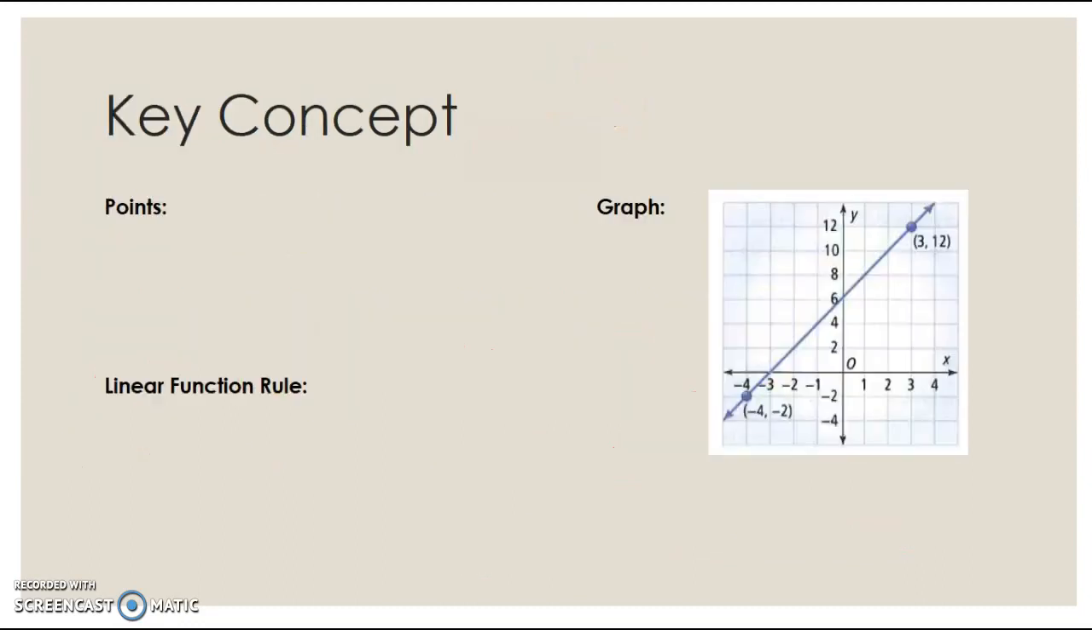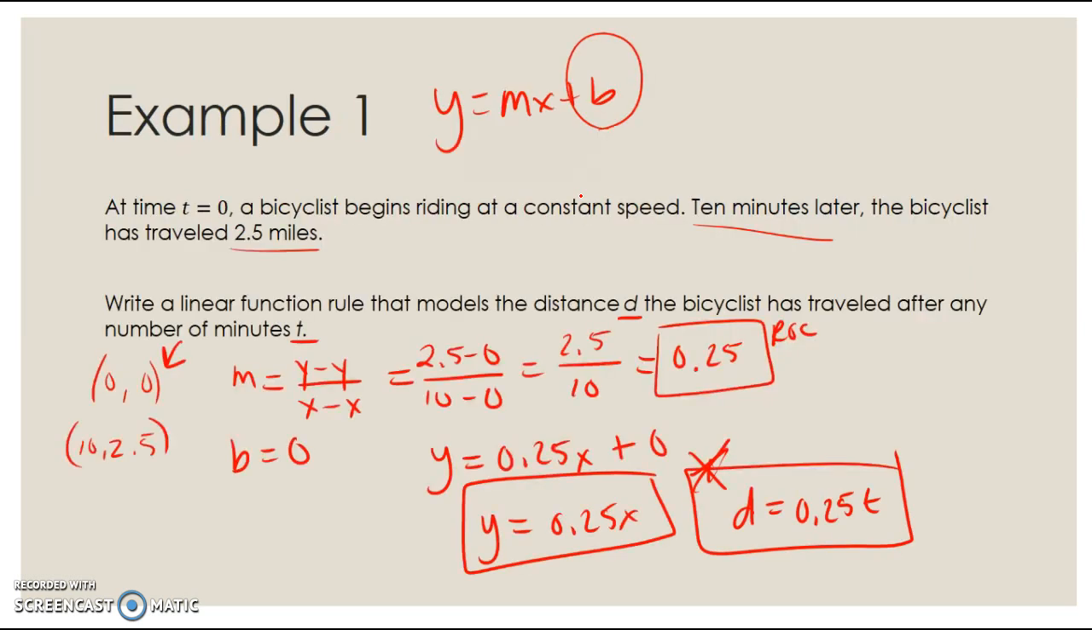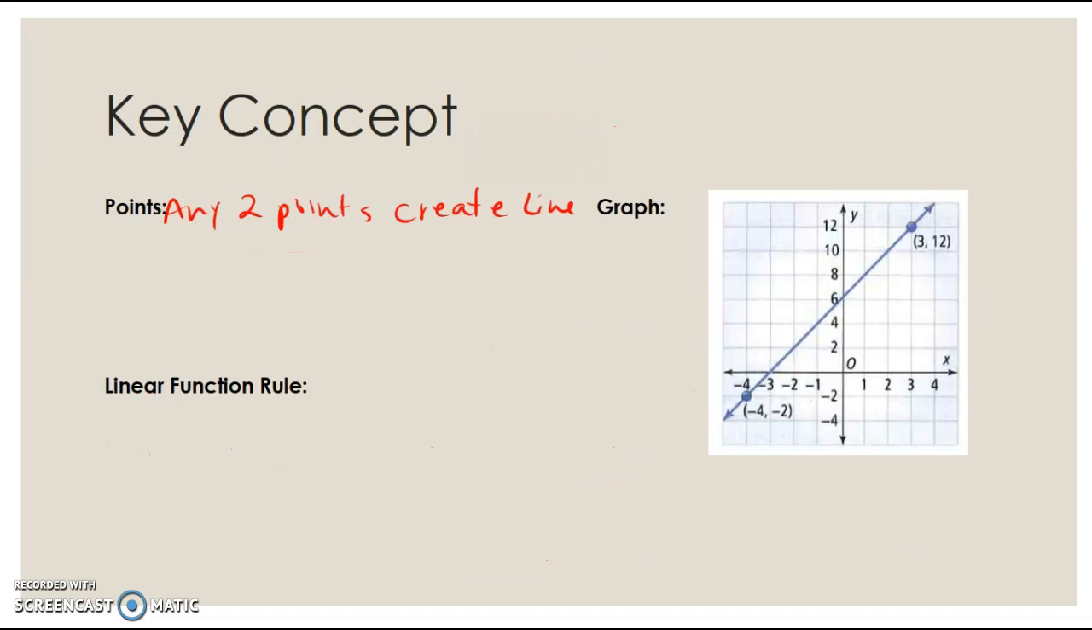All right, so other things to talk about. From any of these, we can get information. Any 2 points create a line. Like on that last example, we had the point 0, 0 and the point 10, comma 2.5. Well, those together create a line with the slope of 0.25.